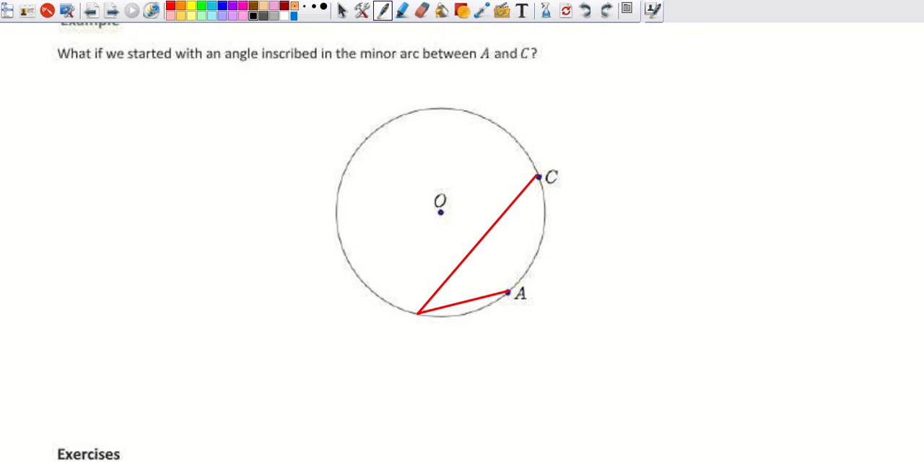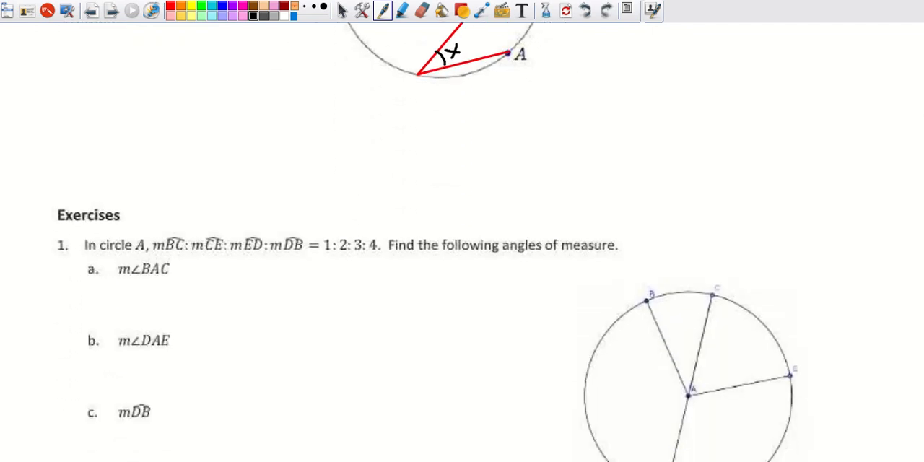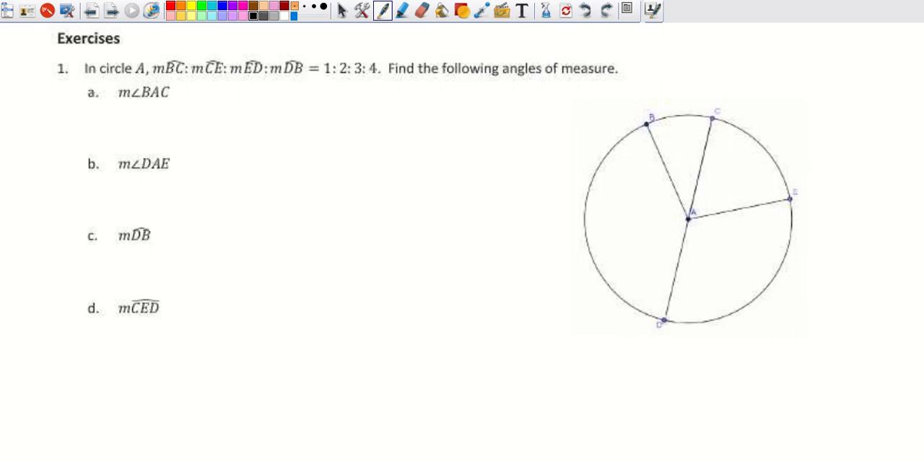If we started with an inscribed angle and minor arc between A and C, so if we knew that this was an inscribed angle, then we would know that the measure of that arc has to be twice as big. Okay, another exercise down at the bottom here.